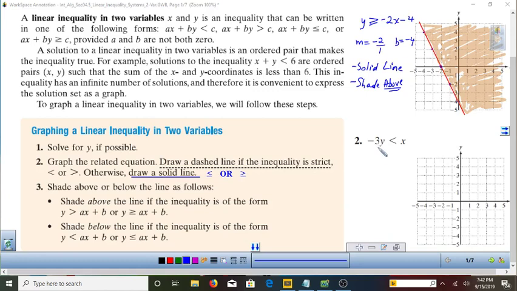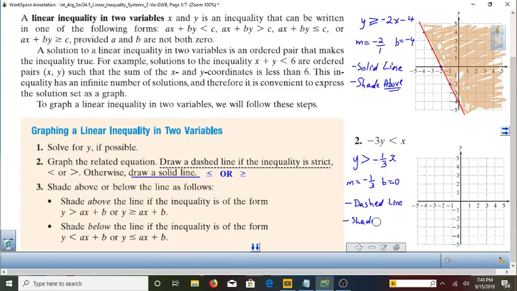Now let's take a look at this one here. We're going to again solve for y, but this time when we're solving for y, we have to divide by negative 3, which means we have to reverse the inequality. Dividing by negative 3 is the same as multiplying by negative 1/3, so the inequality has negative 1/3 x. So we're talking about a line whose slope is negative 1 over 3, and the y-intercept is 0. This line is a dashed line because it's a strict inequality. And we're also going to shade above this line because, again, when we solve for y, y is greater than the expression. So we're going to shade above again.